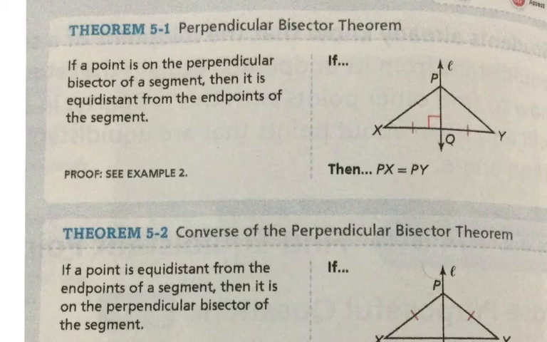We're going over 5-1. So a lot of these words are words that we've already looked at. Okay, so this first one is called the perpendicular bisector theorem. So review, what does it mean to be perpendicular?